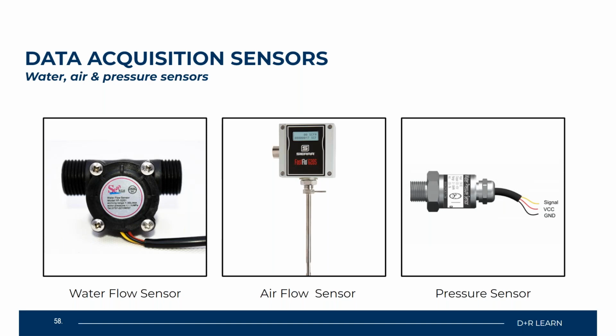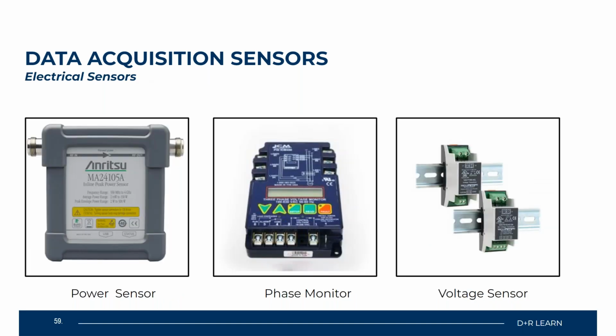Now we're going to talk about some of the electrical sensors that you may find out in the field today. Now we've got a few here. We've got a power sensor, phase monitor, and also a voltage sensor. Now the electrical power sensor that you see here are pretty much used in electrical power grids across the United States and all over the world.